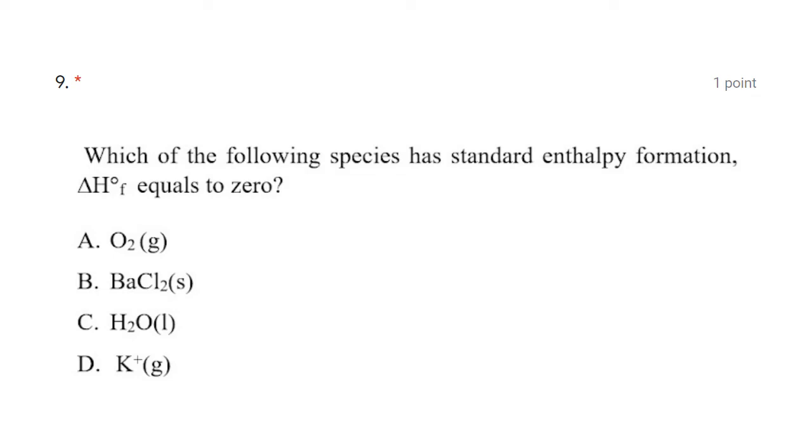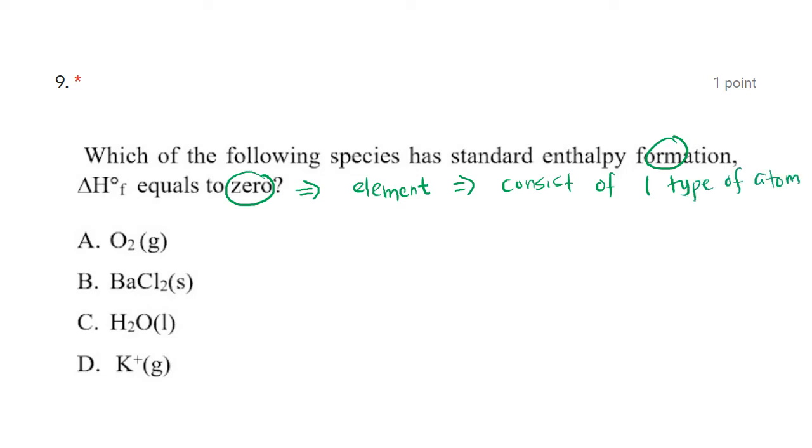Which of the following has an enthalpy of formation equal to 0? So basically it refers to an element. Element means that it only consists of one type of atom. So from here, we can see that the option is A.